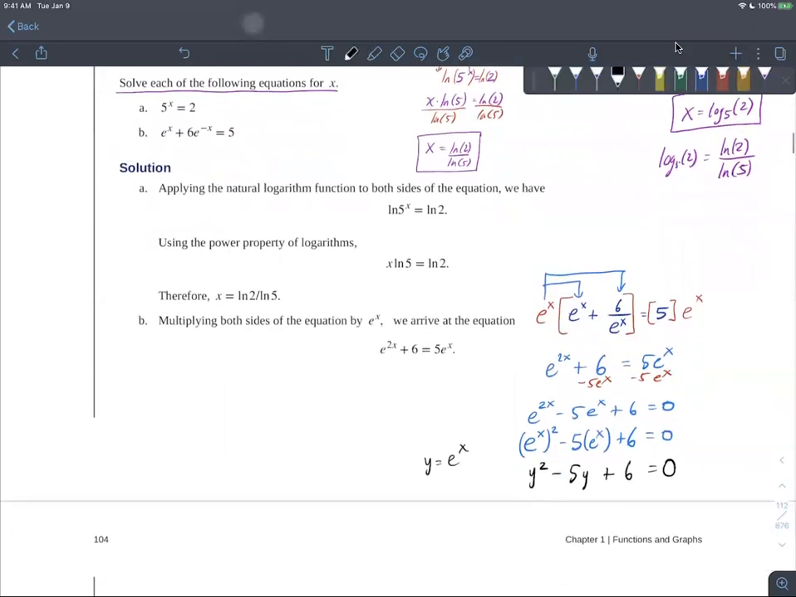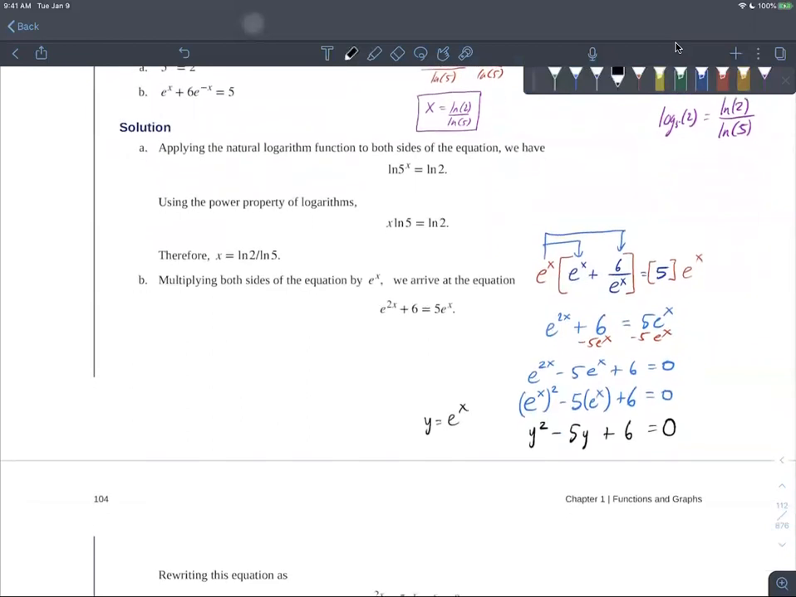And notice that this is a quadratic equation in terms of y. And so we can factor this. We find two numbers that multiply to 6 that also add up to -5. That would be -3 and -2. Am I right? They multiply to +6, add up to -5, yes. And so we split up our middle term. Our middle term is going to become y squared minus 3y minus 2y plus 6 equals 0.